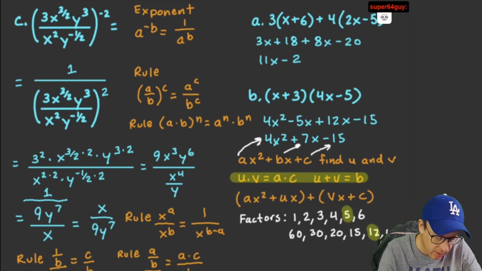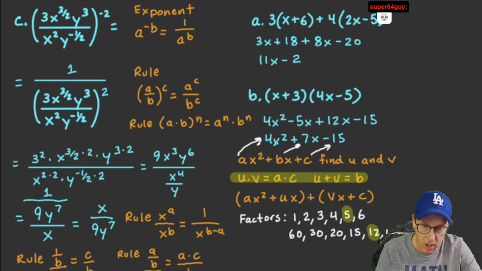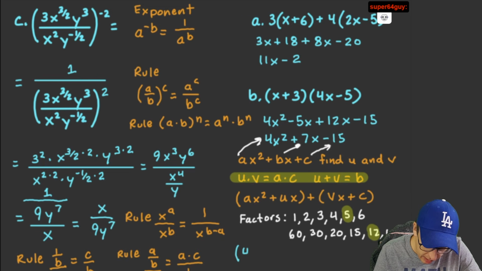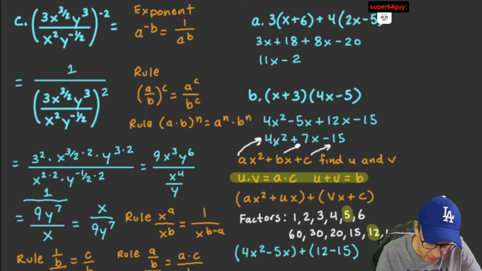And based off of those individual rules, what I'm going to be able to do is then convert this just as I displayed up above. Is this actually visible? Yes, it is. So this is going to be 4x squared minus 5x plus 12x minus 15. And I might need to get myself some more screen real estate.